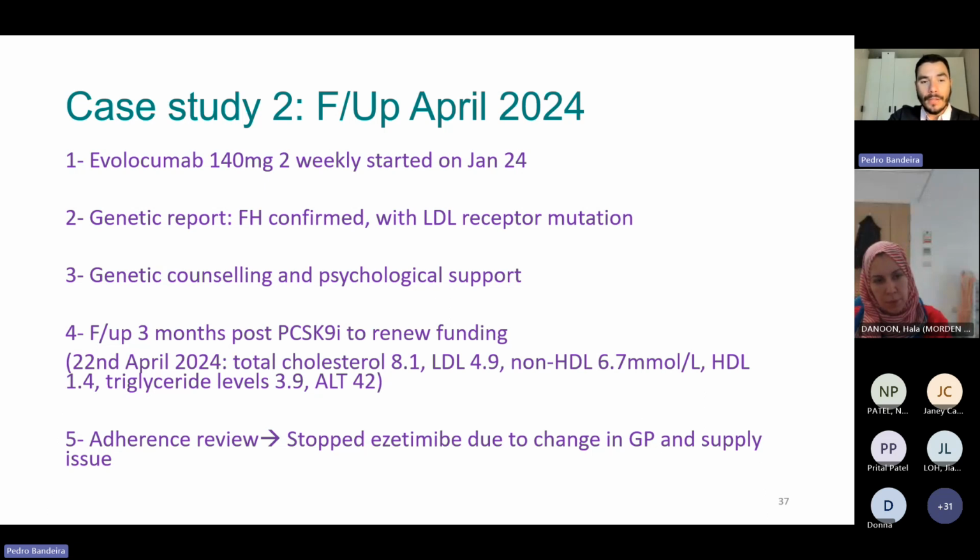And recently we've repeated his blood cholesterol, and his cholesterol is coming down, however, still raised. He told me that he had stopped his ezetimibe because he had changed his GP and there were supply issues. So it's quite important to check those things, especially for patients who might have a risk of adherence and non-adherence.